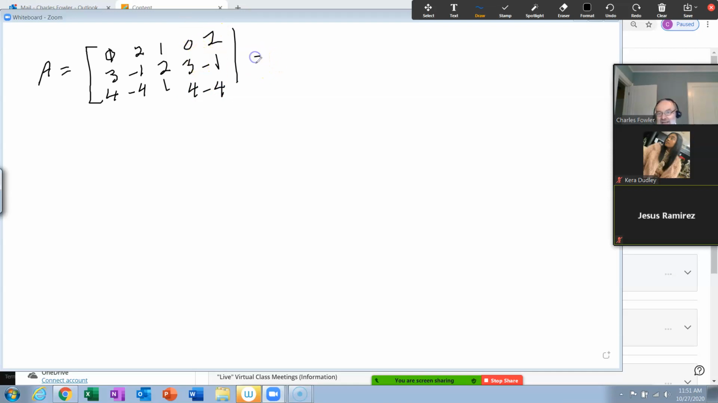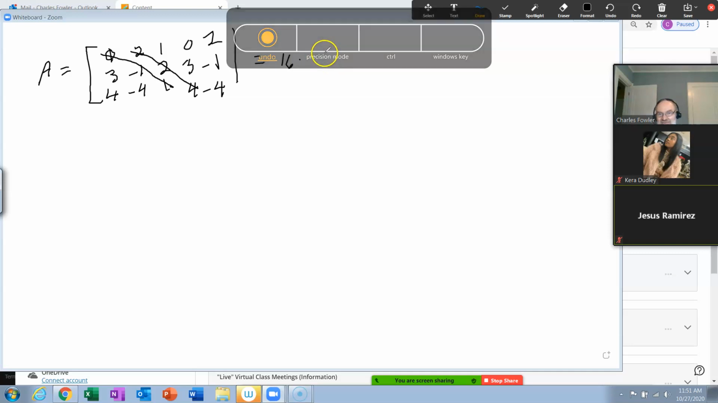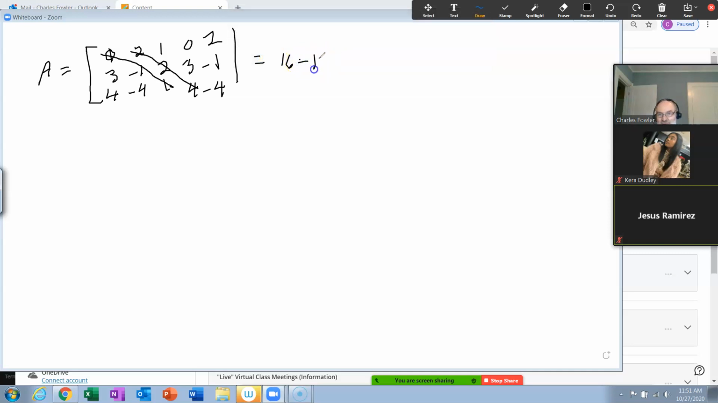Now all you do is do your down diagonals. Well, that's going to be a 0 because if any factor in there is a 0, the whole thing's a 0. So that's a 0. The second one is 4 times 4 is 16. And the third one is 3 times negative 4, which is negative 12. Those are your down diagonals.